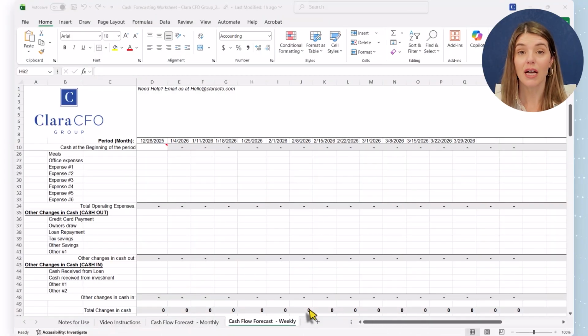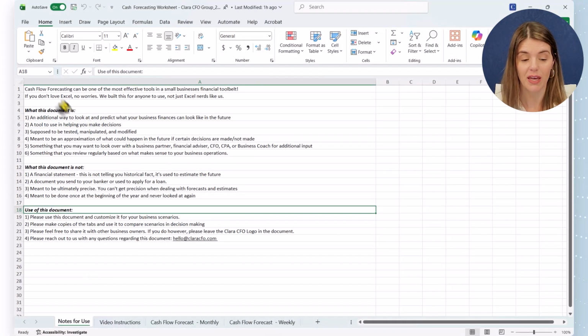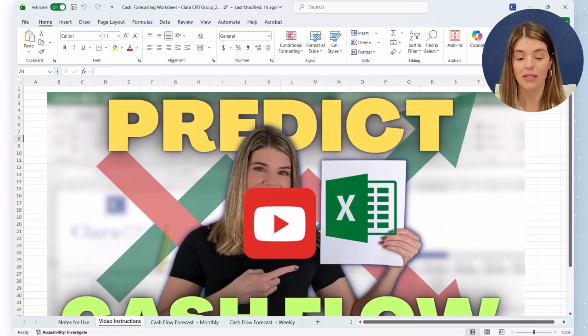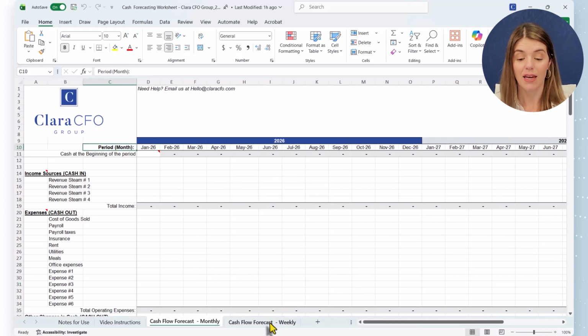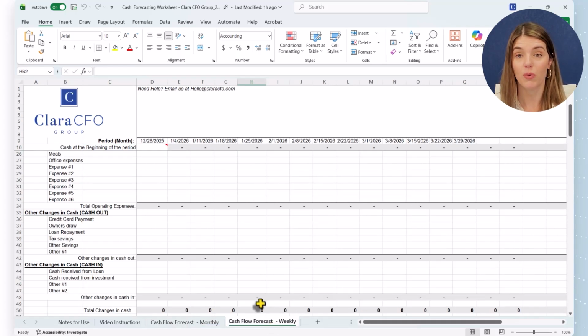Okay, so this is our cash flow template. Just to give you a brief, we'll walk through this real quick. There's a couple notes for use here in the first tab, and then this is a video instructions on how to do a monthly cash flow forecast. And here is the monthly template that has been updated for 2026. And then I have created this cash flow weekly.